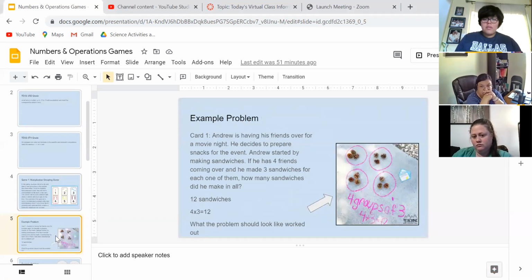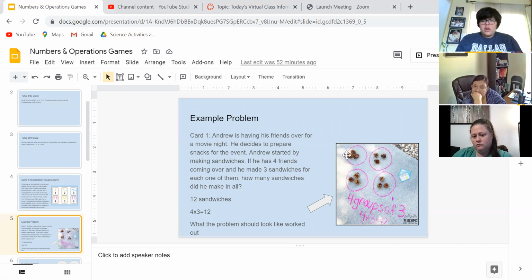For an example of the problem, I wrote out a word problem for the kids to pick if they were to draw card number 1, let's say. It says Andrew is having his friends over for a movie night. He decides to prepare snacks for the event. Andrew started by making sandwiches. If he has 4 friends coming over and he made 3 sandwiches for each one of them, how many sandwiches did he make in all? So basically, there would be 4 groups of 3.